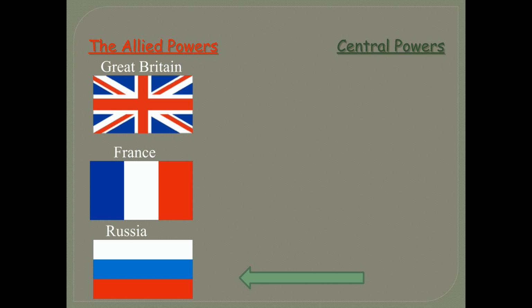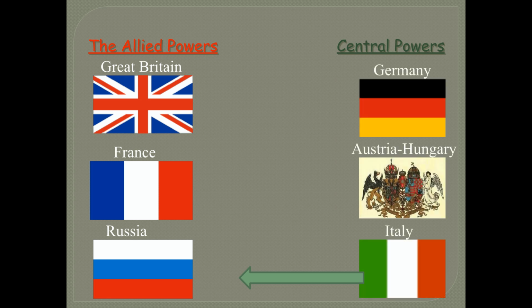Last year, we talked a little bit about the alliance, the Triple Entente, and the Triple Alliance. This is the Triple Entente. And then, of course, for the Central Powers, it is going to be Germany, Austria-Hungary, and Italy. And remember, we said last year too that Italy would eventually switch sides and join the Allies.